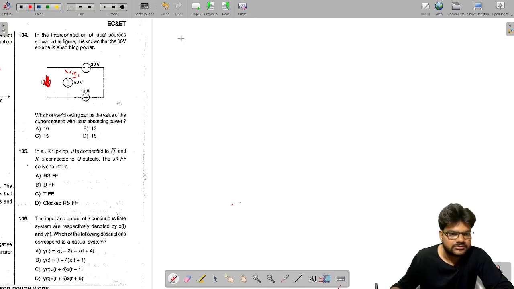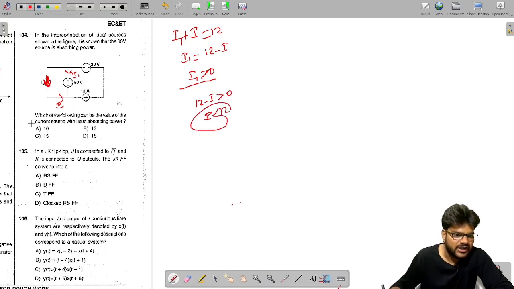This current is coming I, so I1 plus I will be 12, and then I1 will be 12 minus I. I1 has to be greater than 0, because if the 60 volt source is absorbing power, then current has to come into its positive terminal, which means I1 has to be positive. So 12 minus I has to be greater than 0, and I has to be less than 12. Checking the options, only 10 is less than 12. So the correct option is A. They have taken the wrong direction because they copied it from GATE, where the direction was downward, not upward. Now let us go to the next question.